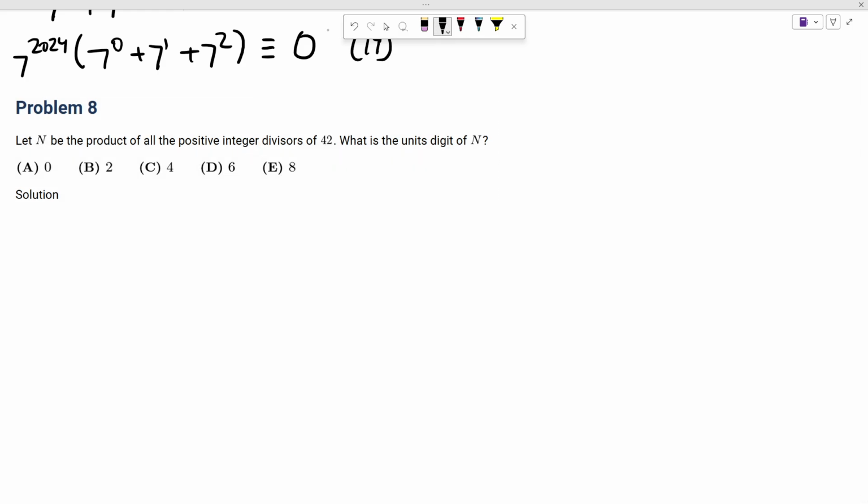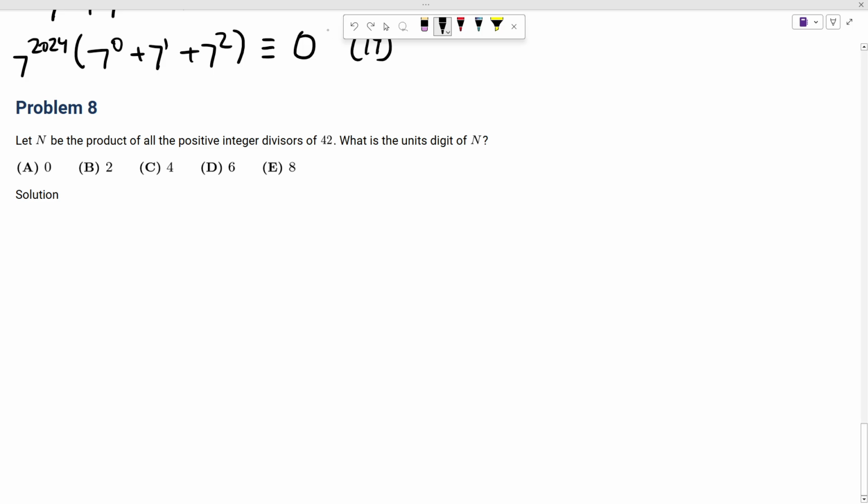Problem 8. Let n be the product of all the positive integer divisors of 42. What is the units digit of n? What we want to do is find how many divisors 42 has. Because for every divisor d of 42, it has another divisor, which is 42 over d. When we multiply these two together, it just equals 42. Essentially, the divisors come in pairs because 42 is not a perfect square.